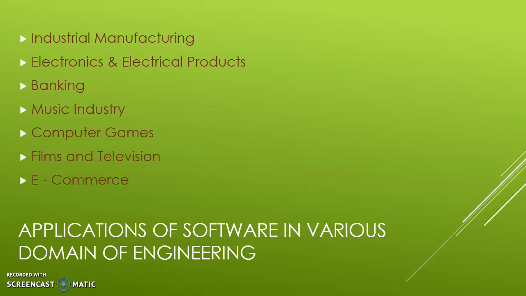Industrial manufacturing, we require software for manufacturing different products. Electronics and electrical product development, we require software. In the banking sector, and in the music industry, to compose music, songs and lyrics, we require different software. Computer games, films and television, e-commerce, these are the major areas where we have software applications.